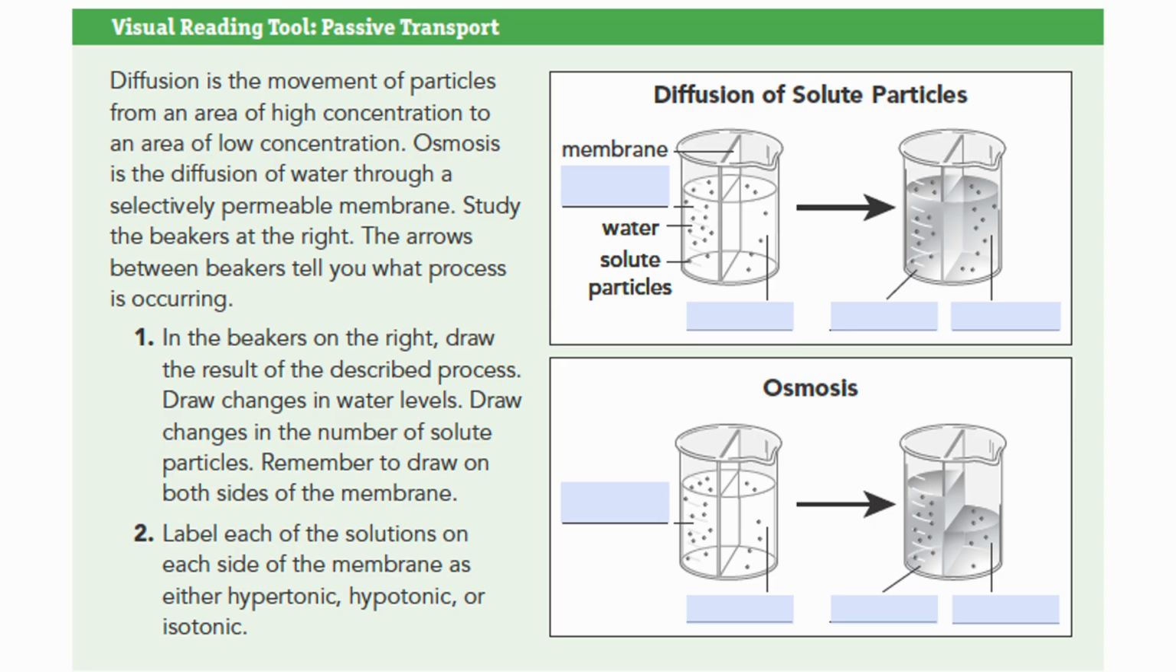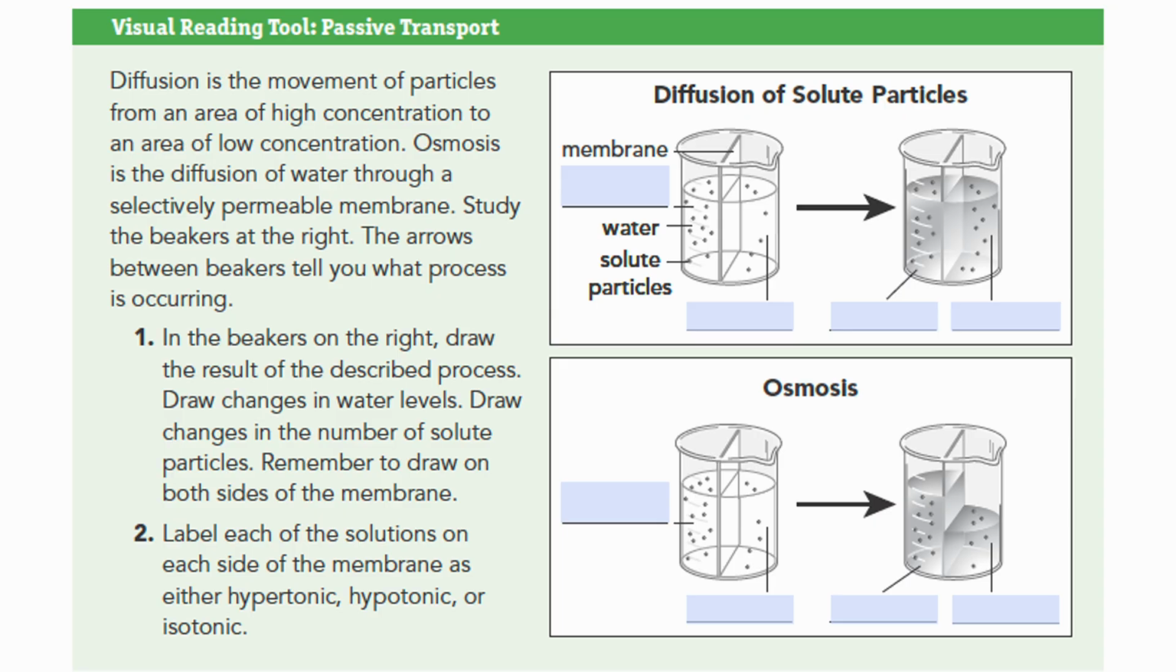Now, when we're looking at passive transport, remember, diffusion is the movement of particles from an area of high concentration to an area of low concentration. Osmosis is the diffusion of water molecules through a selectively permeable membrane. So let's take a look and study the beakers at the right. The arrows between the beakers tell you what process is occurring. The beakers to the right draw the results of the described process and the changes in the water level.